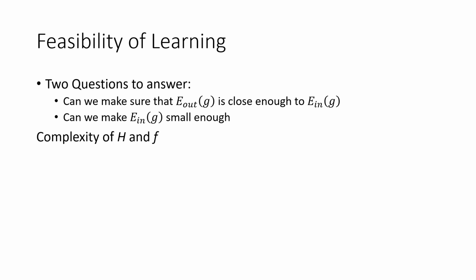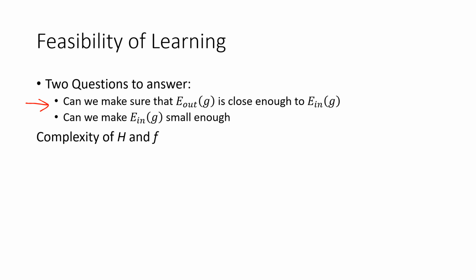The first one is this, which tells us: can we make sure that this E out, which is the out of sample error, is close enough to the in sample error of g, of course, for the final hypothesis that we selected? This is important because we are essentially trying to learn something outside of what we have. We are trying to answer a question for the entire universe of some problem, and we have a sample of that. So this is important.